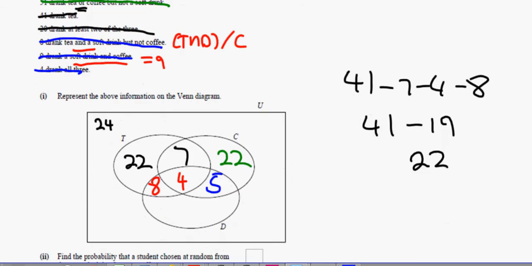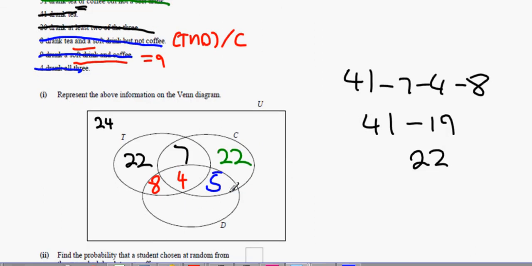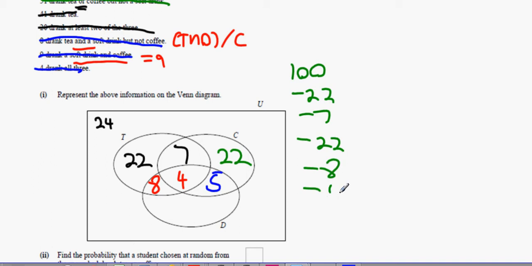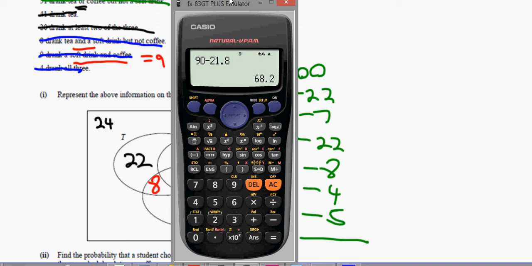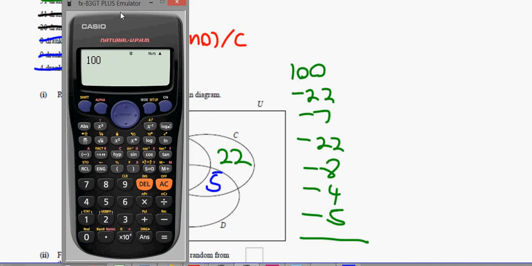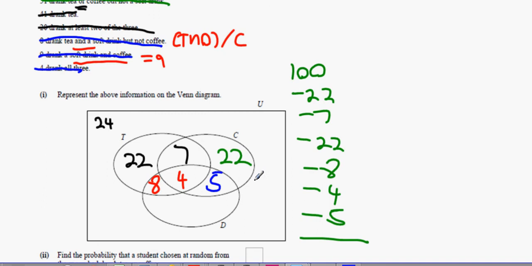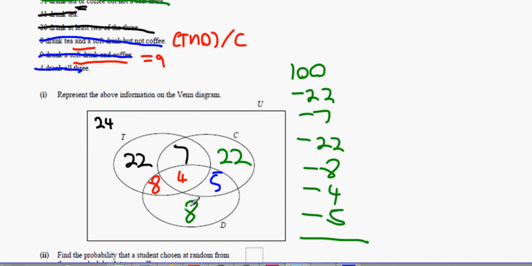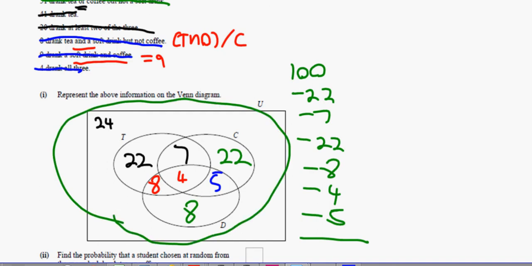haven't drank any tea. So we had to figure out how many drank soft drinks only. Okay, so it's going to be 100 minus 22, minus 7, minus 22, minus 8, minus 4, minus 5. Okay, and let's see what this turns out to be. That all equals 32. Oh, now I'm sorry, we forgot the 24 on the outside. So minus 24 from that as well, which is 8. So basically, when I add all of these numbers together, they should get me 100, which they do. And that's the end of the question.